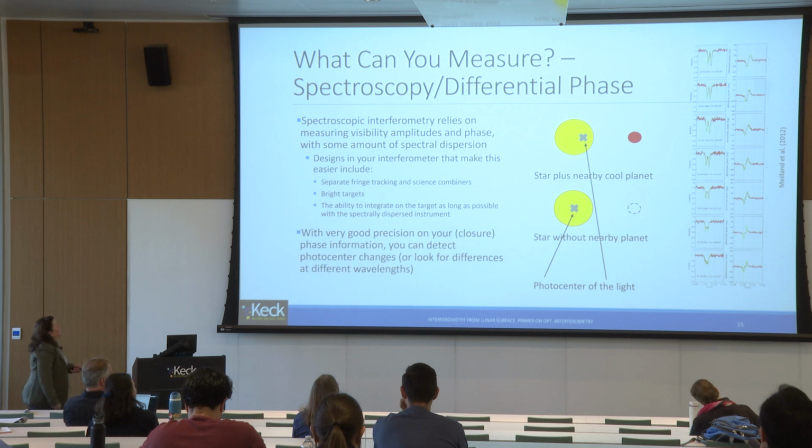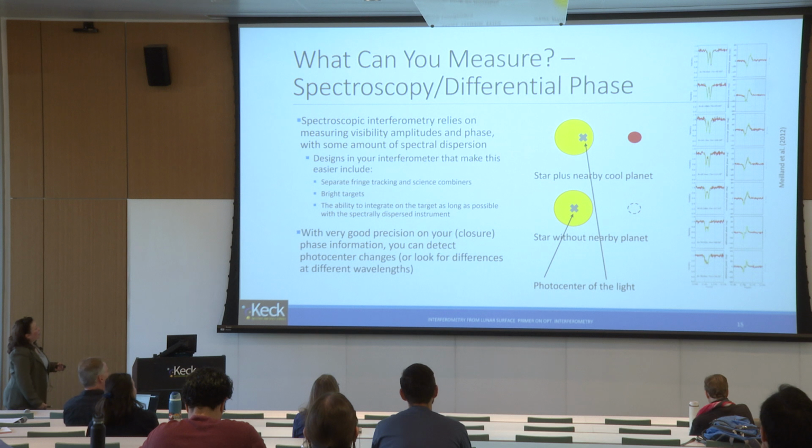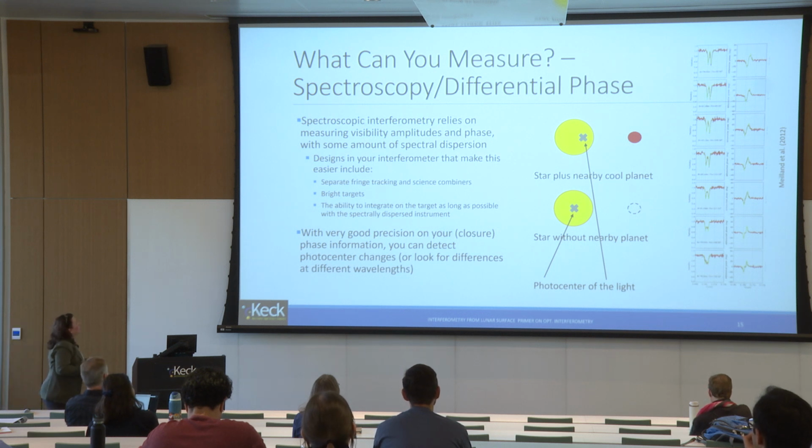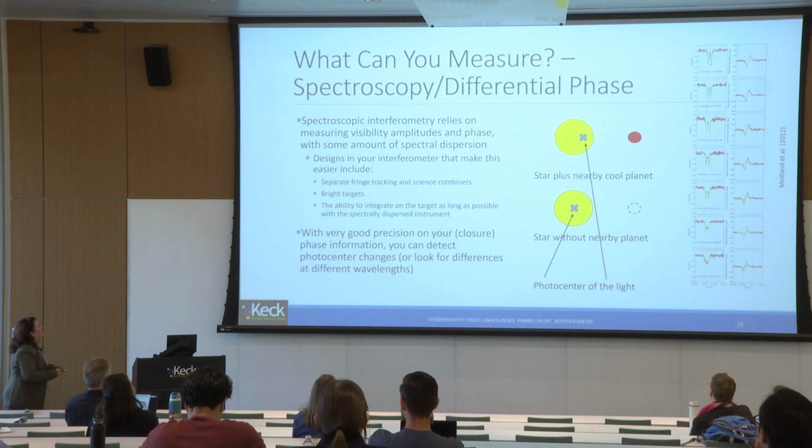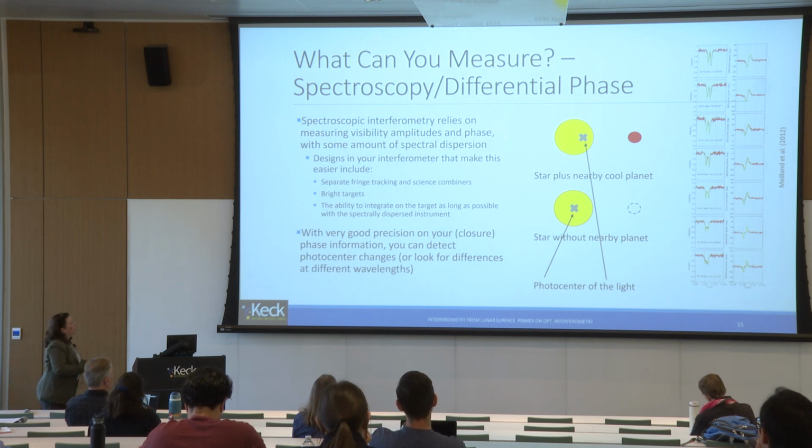Okay. Spectroscopy, and I'm going to put differential phase in here with spectroscopy. Doing any kind of spectroscopic interferometry really requires that you have enough photons so that you can actually do some spectral dispersion with the light. And so there are things that you can do when you're designing your interferometer to make that easier. You can separate your fringe tracking and your science combiners so that you're actually doing two different tasks on two different instruments. You can try to go for bright targets. And if there's anything that you can do to integrate as long as possible, then that will also help with the problem.